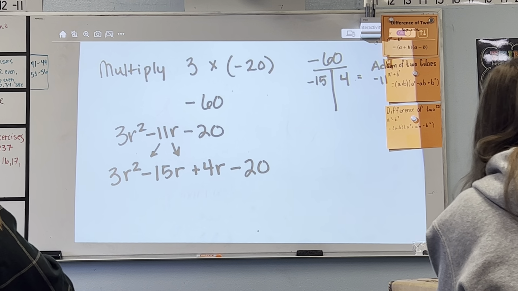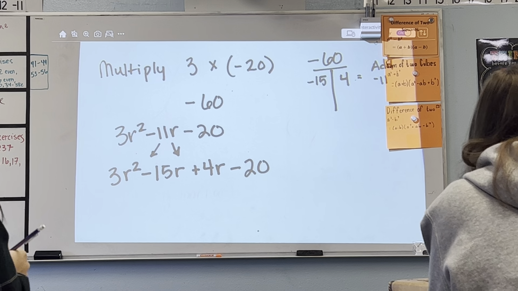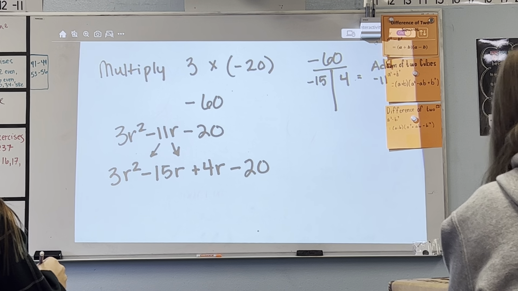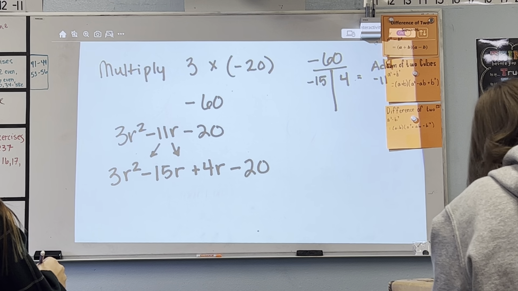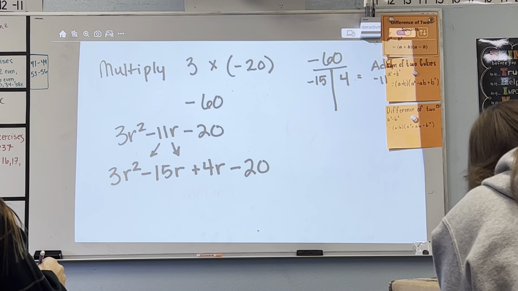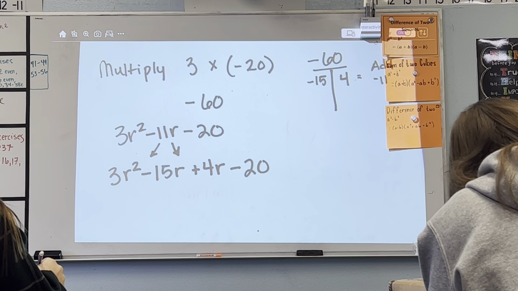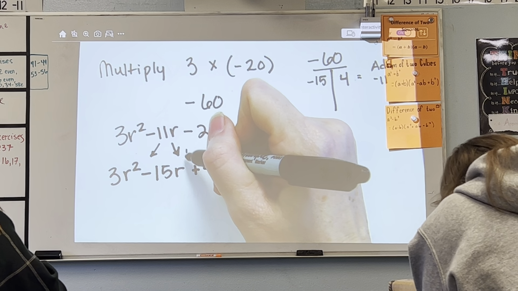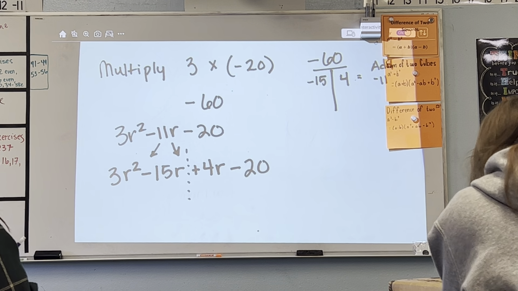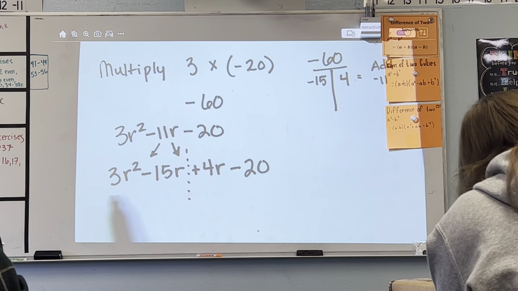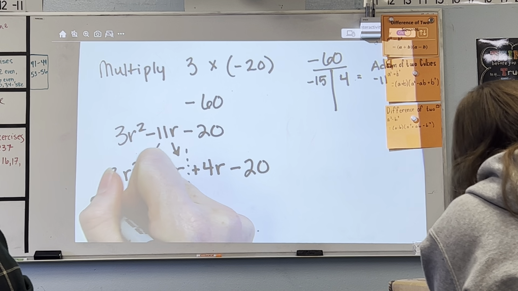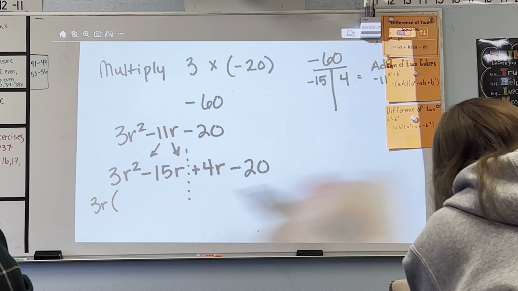No, because we're undoing that. How many terms do we have now? Four. We're gonna use factor by grouping. The common monomial here is 3R.